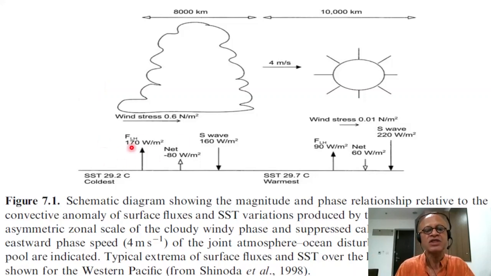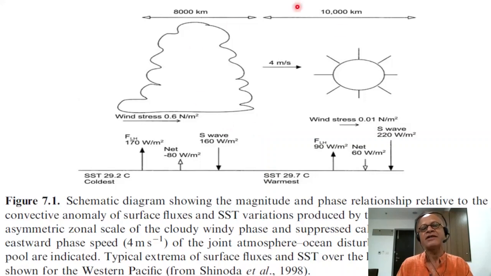So associated with that, you have a latent heat loss from the ocean feeding the convection of 170 watts per meter squared. Take these numbers with a pinch of salt. And there is a net loss from the ocean of 80 watts per meter squared, compared to the shortwave that's coming in at 160 watts per meter squared, because that is inhibited by the clouds as well. And there are various theories that explain why this moves eastward, which we will come to when we do Bin Wang's chapter from this book.